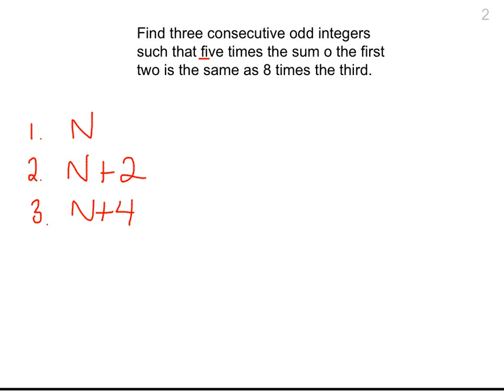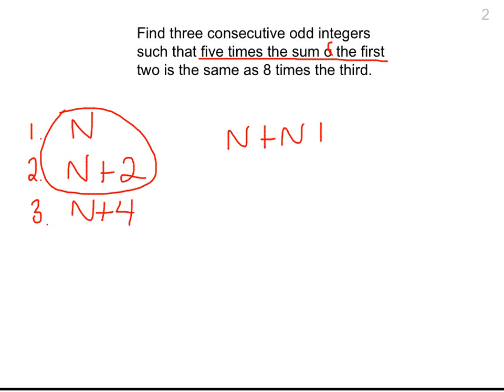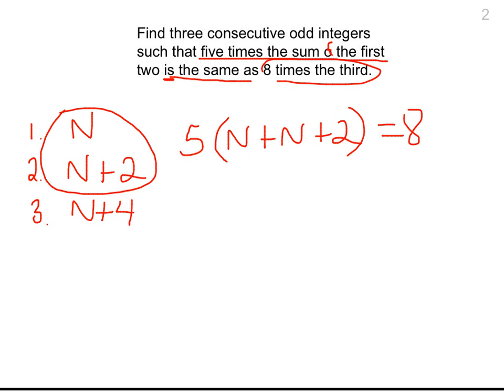It says 5 times the sum of the first two. So 5 times the sum of the first two. That means I need to add the first two numbers here. So n plus n plus 2, and then I'm going to be saying that times 5. Okay, is this my equals? And it says it is the same as 8 times the third. So now I'm going to say 8 times whatever my third number is, which is n plus 4. So that's how I set it up.